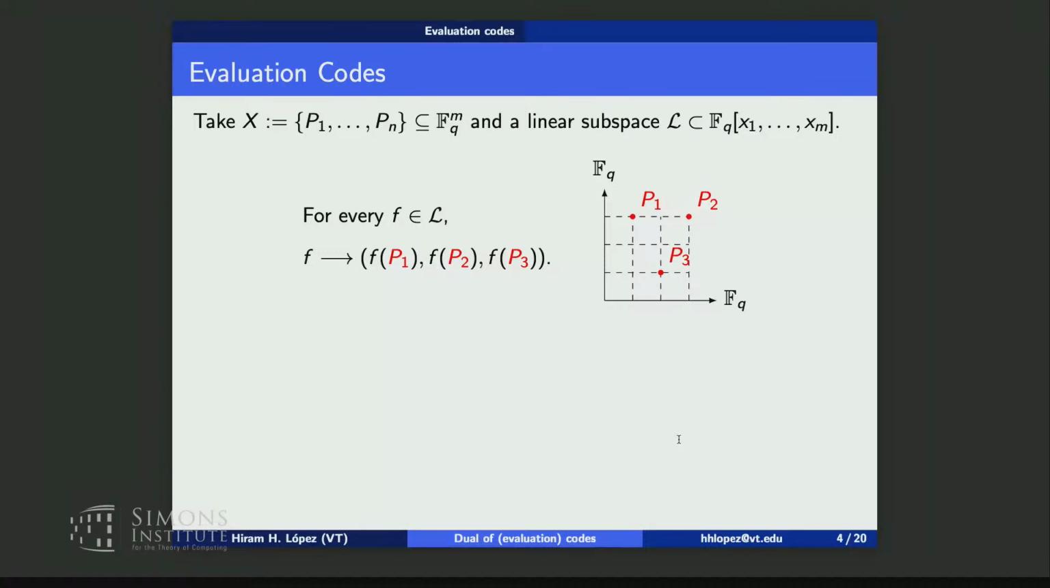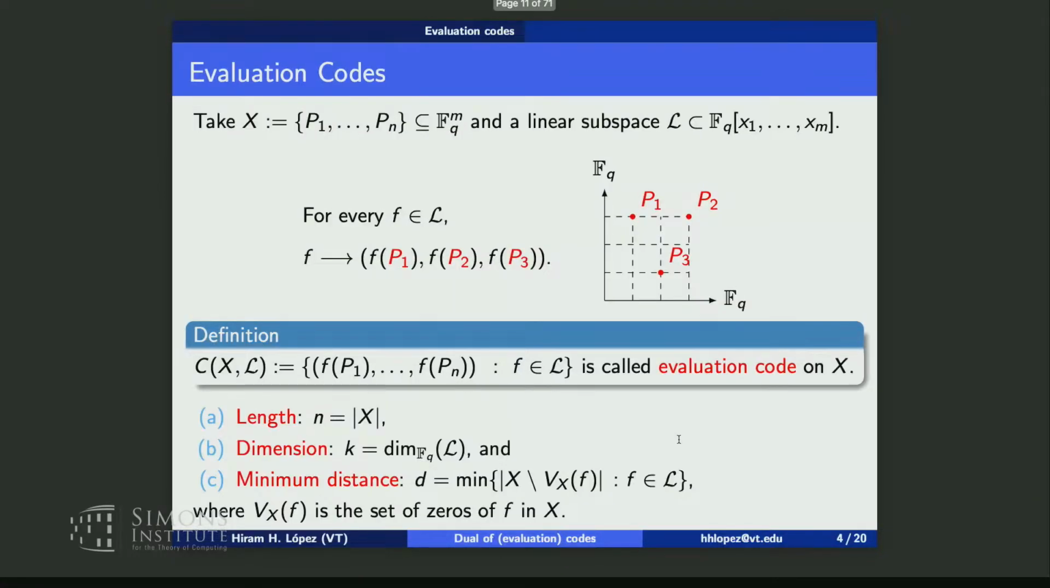Now, of course, you need to plug in the points into the polynomials. For every polynomial that you take here, you plug in the points, and you are going to get your code word. In general, the evaluation code depends on 2 things: the points that you are using and the polynomials that you are using, or the functions.